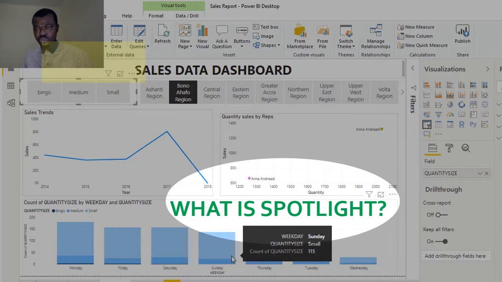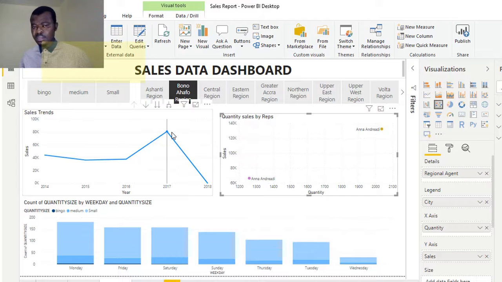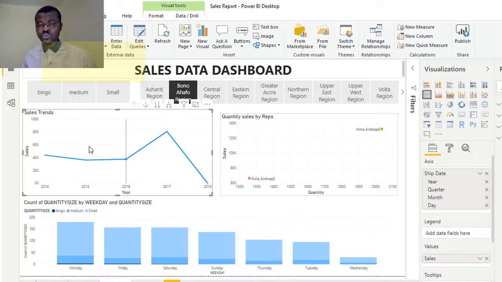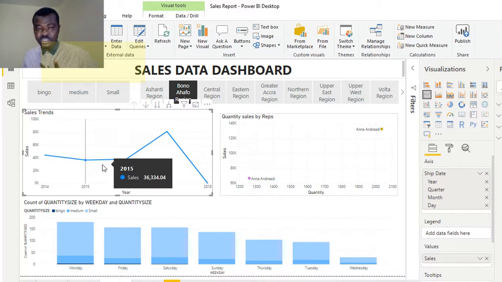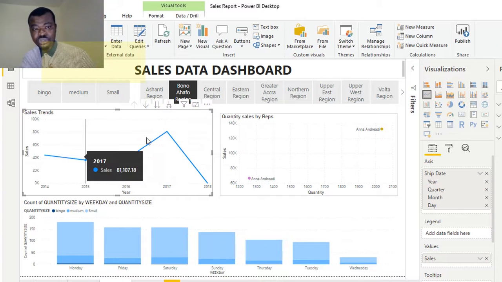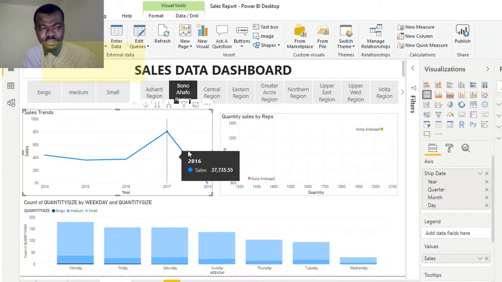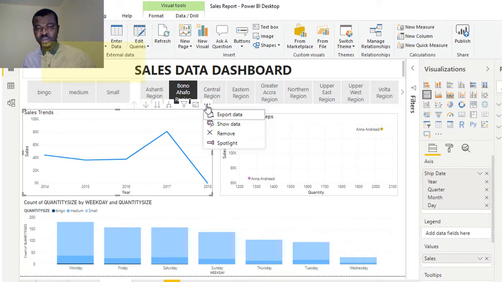Spotlight comes in handy anytime you're doing any kind of presentation. There are times you want to focus on a particular aspect of your presentation, so your people can all focus on that and ignore the other aspects. Assuming whilst I'm doing the presentation to my management team, I want them to focus on the sales trend over the years. What I have to do is go up to where you have the ellipsis and click on the 3 dots. When you click on that, you see Spotlight, and that is easy.